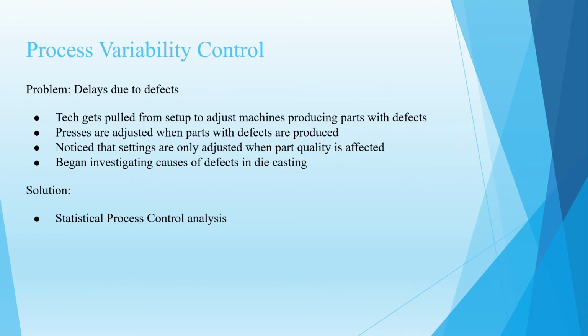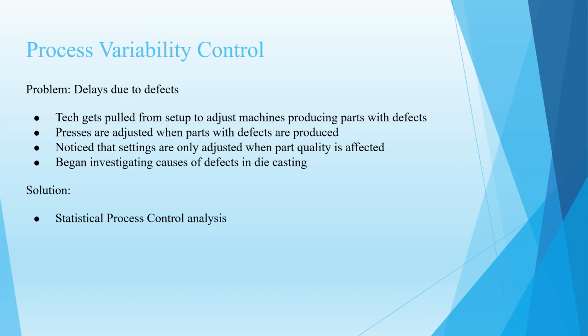A major source of delays stems from part defects during production. The changeover technician is responsible for the troubleshooting of presses not operating properly. When this occurs, this delays the changeover currently in process. Die casting settings are adjusted only when the press begins to produce parts with defects. The group then decided to investigate which variables are most likely to cause defects in the die casting process.